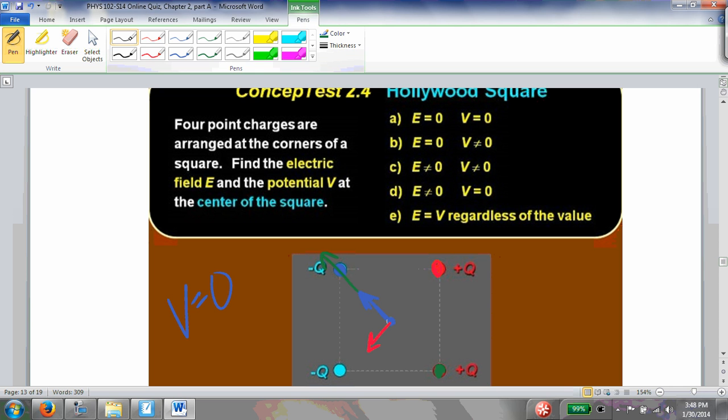And then, let's see what's going on. Due to this charge, in that direction. So here the electric field is not 0, and the potential is 0. So the answer is D.